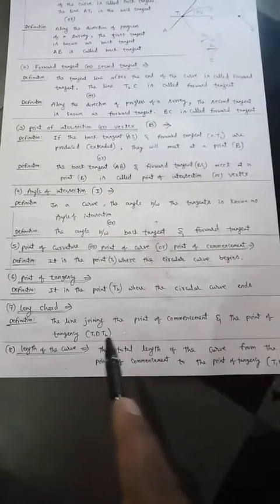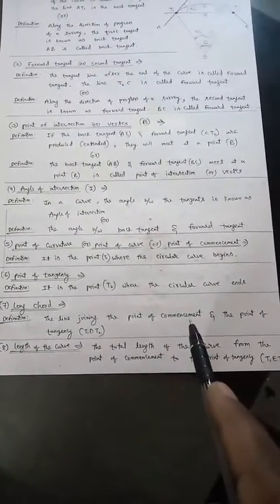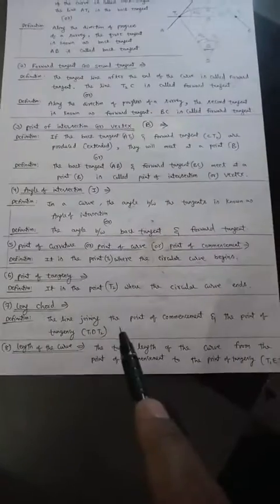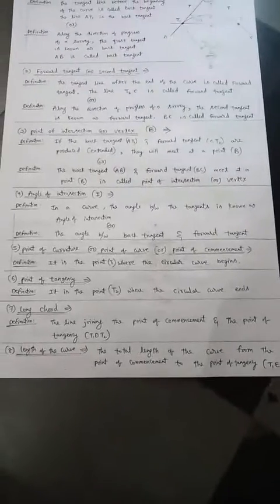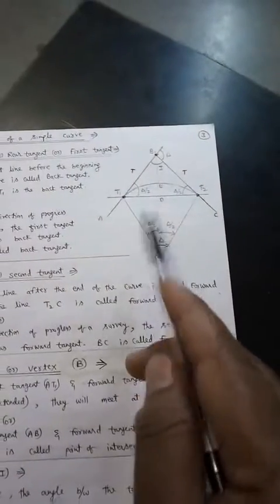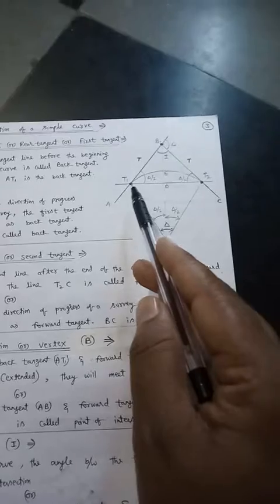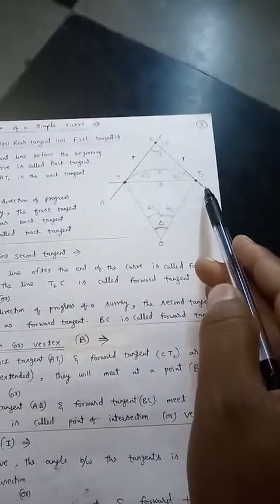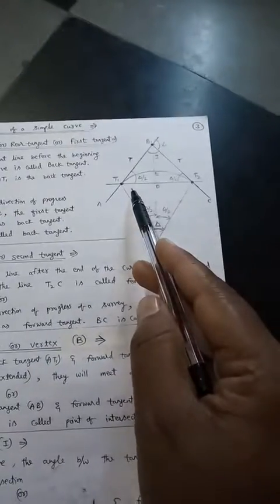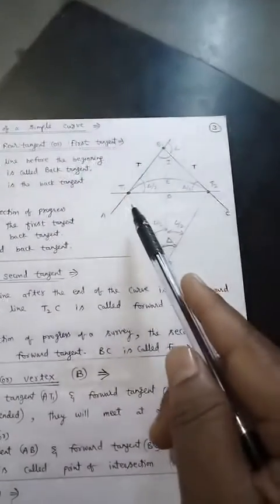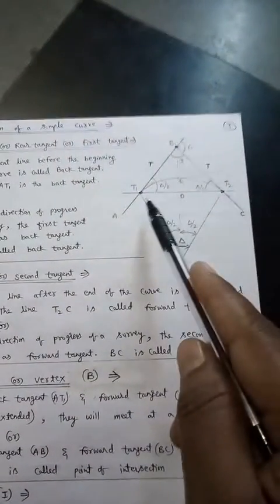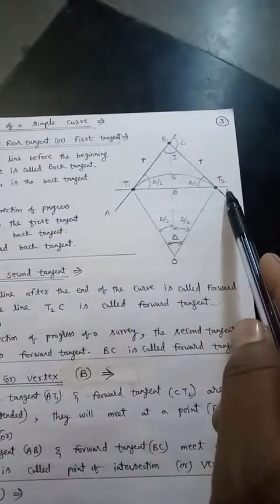So the next definition is long chord. The line joining the point of commencement or point of curvature and the point of tangency is known as long chord. Here, see the line joining T1 and T2, the line joining the point of commencement to the point of tangency, is known as long chord. So this straight line is the long chord.